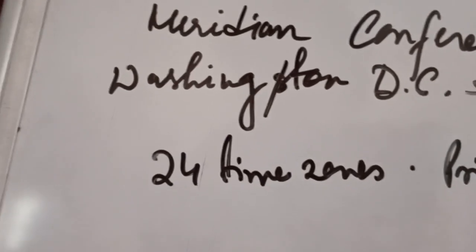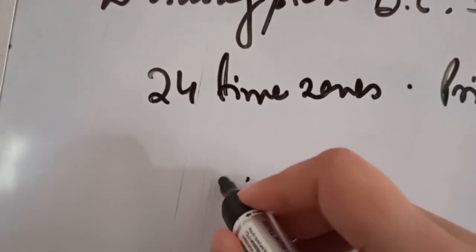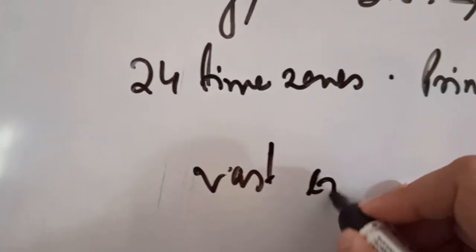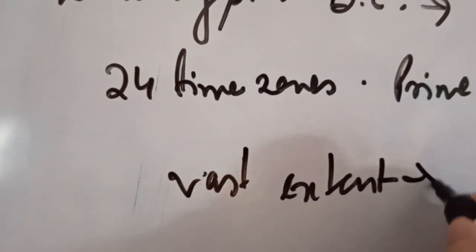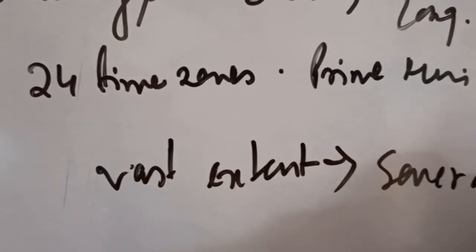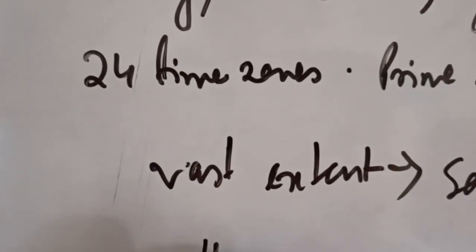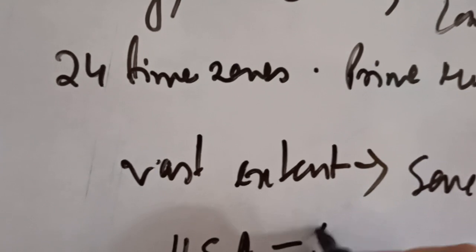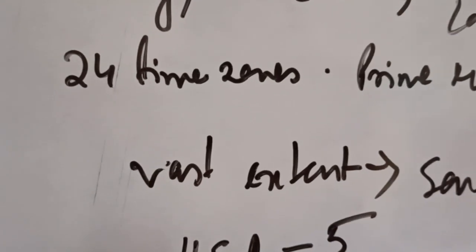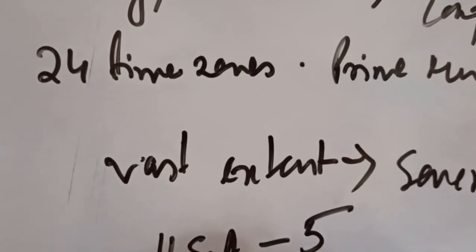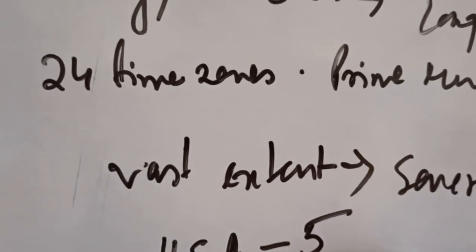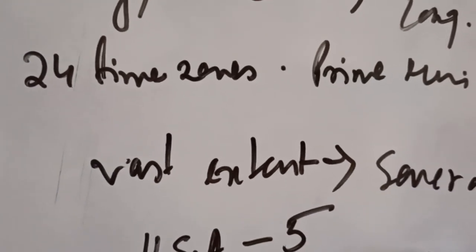The countries which have a very vast extent, they have several time zones. Okay, for example, USA has got 5 time zones, then Australia has got 3 time zones.